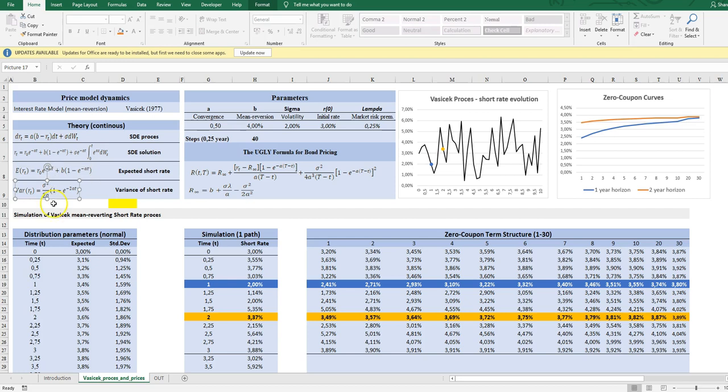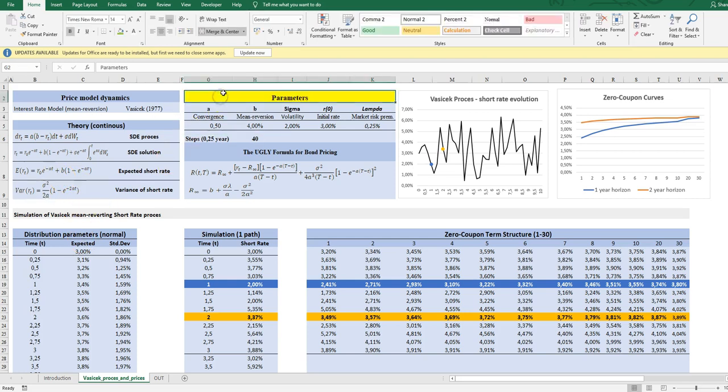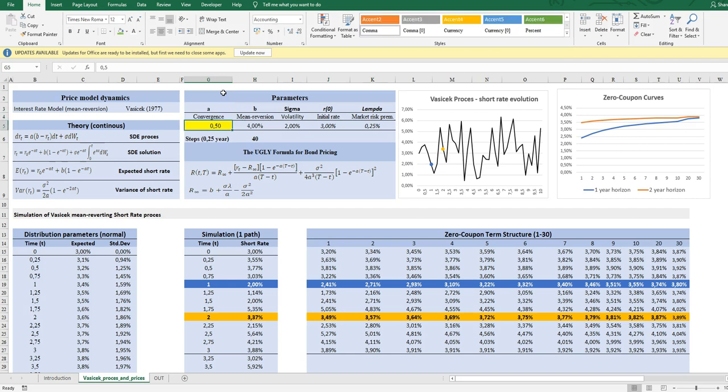And here we have the variance. So it's quite easy to calculate. We just need the input for the parameters. I have them up here. The convergence a, the mean reverting level, the volatility and the initial rate from where we kick off the stochastic process, and I will turn later to market risk premium.